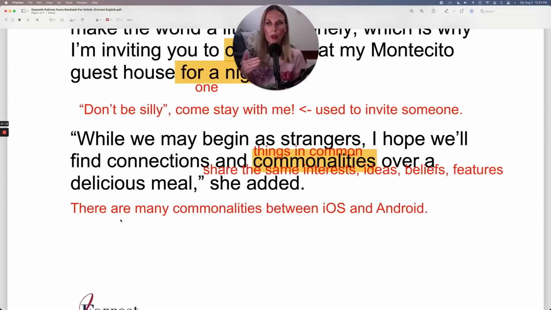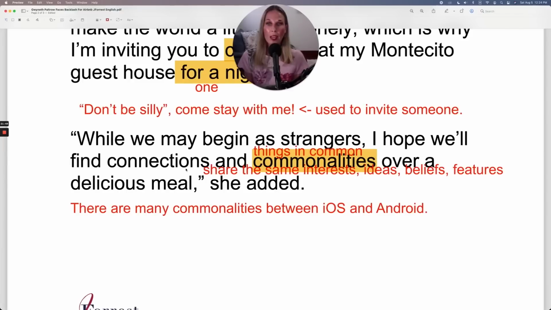For example, there are many commonalities between iOS and Android. I don't know if that's true. That's just an example. And of course, I might say, oh, well, my friend and I, we have many commonalities. We have many things in common. And then I could talk about the things we have in common. We went to the same school. We are both English teachers. We both love traveling, for example.